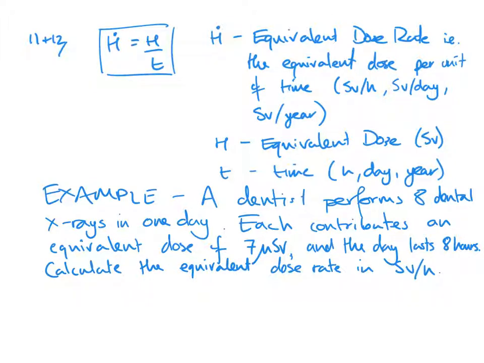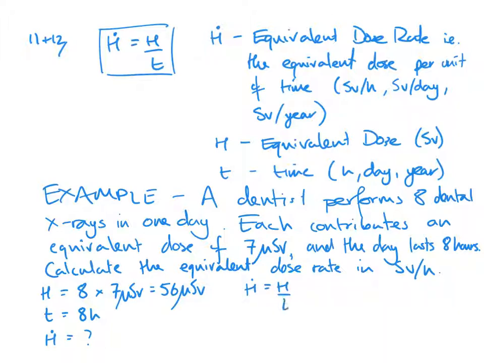So we've got a wee bit of work to do, in that we're not just given the equivalent dose, we're told that there's 8 of these x-rays and each of them contributes 7 microsieverts, which gives us a total of 56 microsieverts. The day lasts 8 hours, and we're being asked H dot, the equivalent dose rate. So the equation is H dot equals H over T, and we substitute in our values.